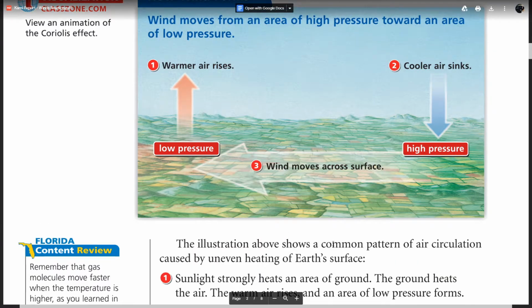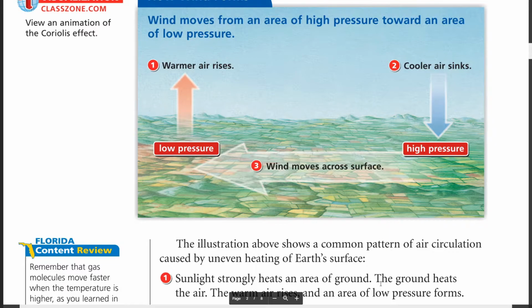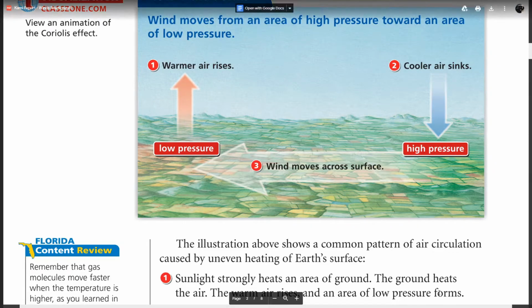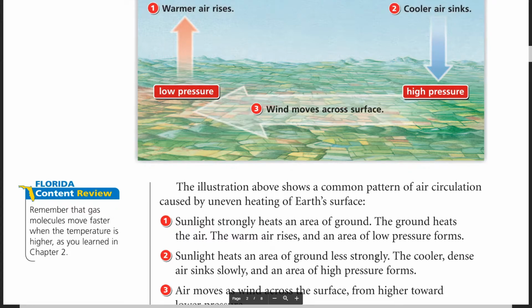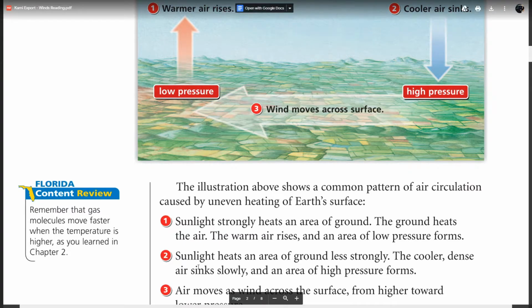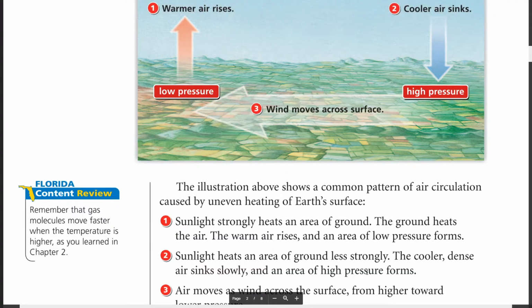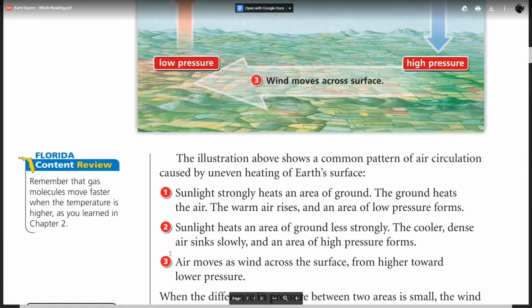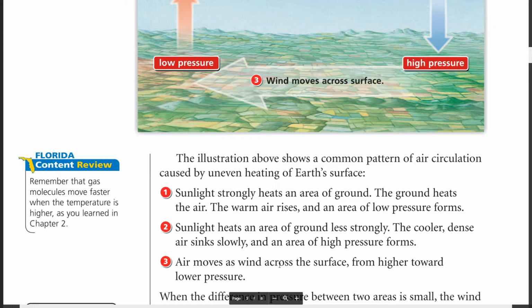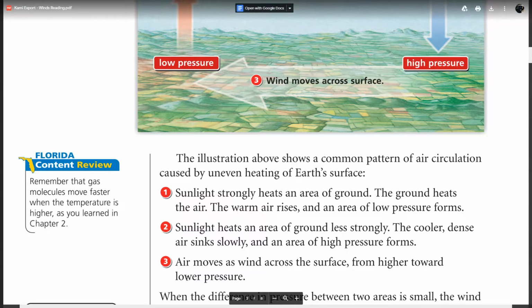The illustration above shows a common pattern of air circulation caused by uneven heating of Earth's surface. Number 1, on the left side, sunlight strongly heats an area of ground. The ground heats the air, the warm air rises, and an area of low pressure forms. Number 2, which is on the right side of the picture, sunlight heats an area of ground less strongly. The cooler, dense air sinks slowly, and an area of high pressure forms. Number 3, at the bottom of the picture, the white arrow: air moves as wind across the surface from higher towards lower pressure.